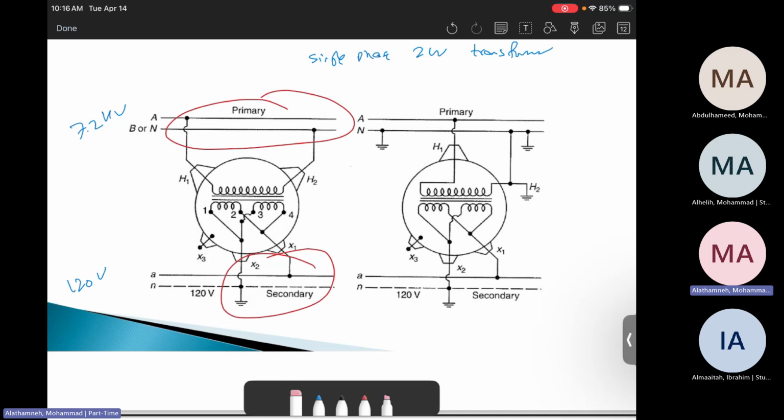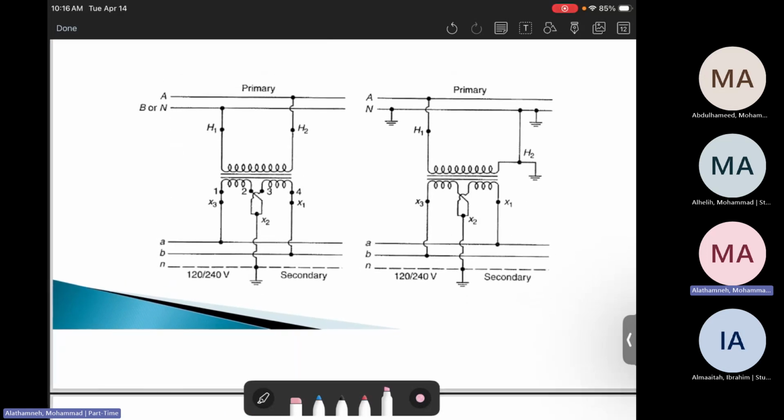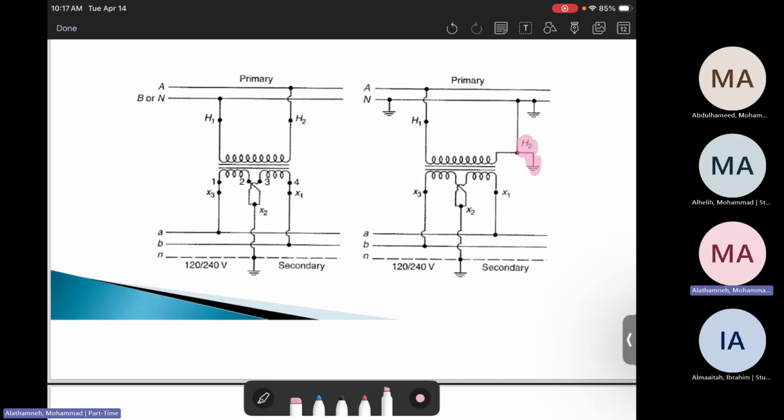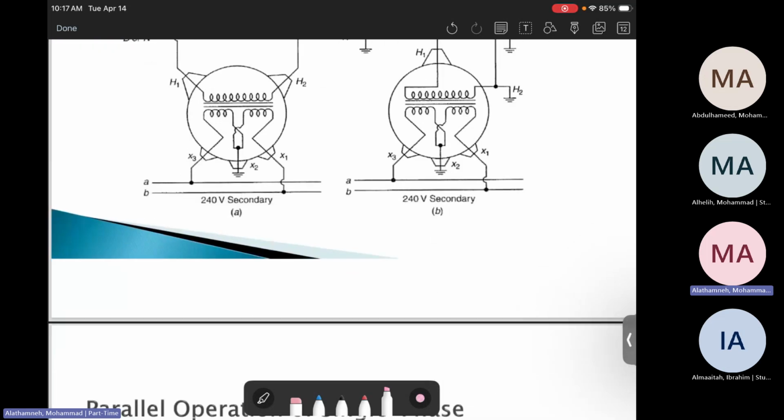And there are 2 types. The first type, by grounding the neutral. The other type, neutral is not grounded. Here is also the other part of the connection by using 120 volts. There is by grounding a neutral and by not grounding the neutral. So sometimes you can connect it to phase A and B or phase A to neutral. It depends on the situation, or depends on the connection.